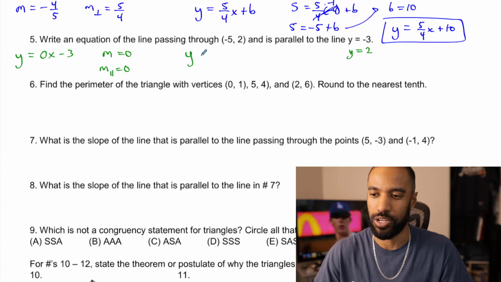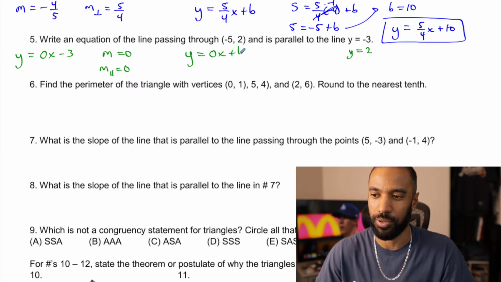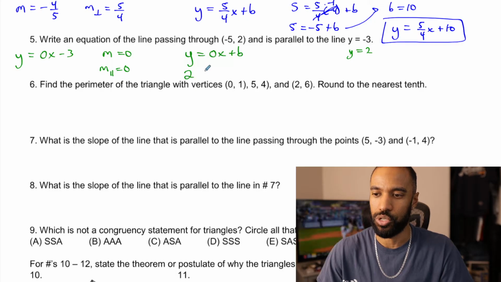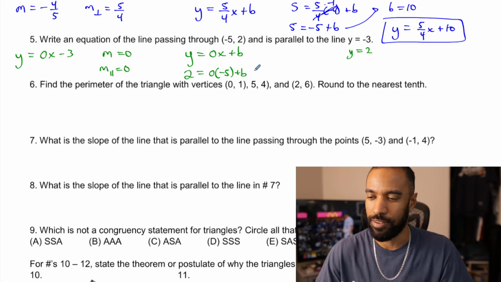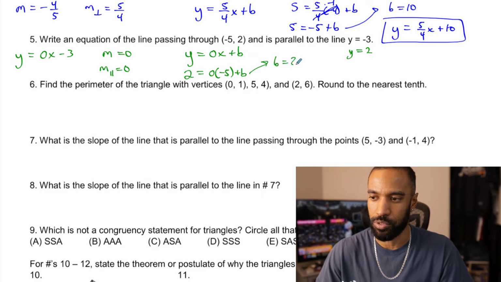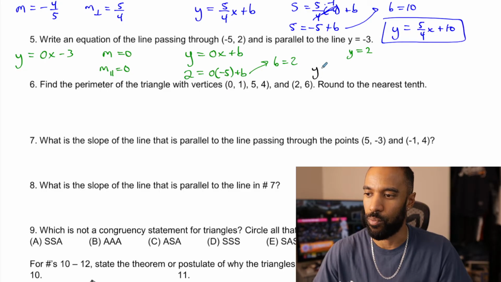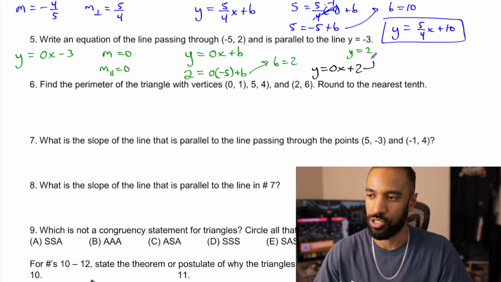So we need some equation that's y equals 0x plus b. Let's substitute 2 for y and -5 for x. 0 times -5 is 0, so 2 equals b, therefore b equals 2. So our equation will be y equals 0x plus 2, which is also y equals 2.